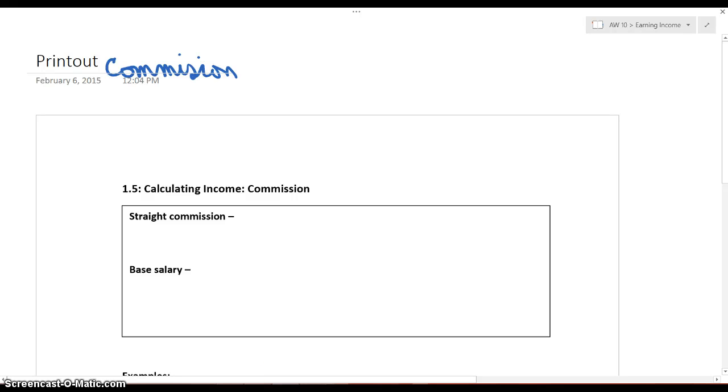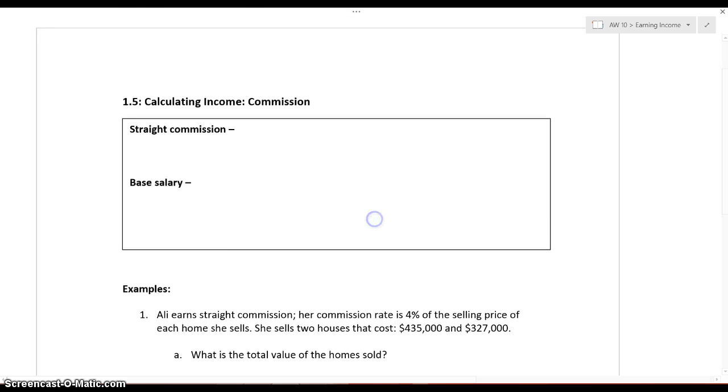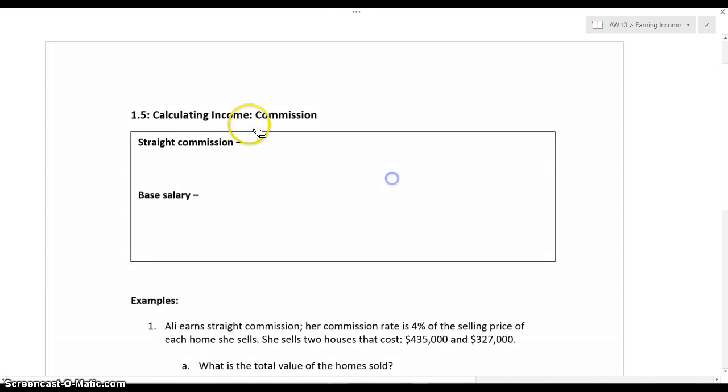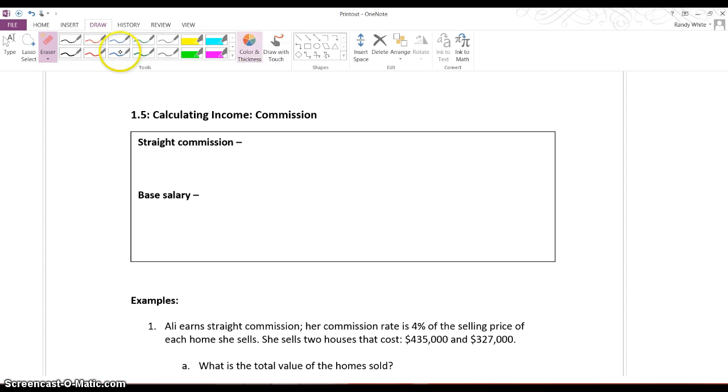Okay, today we're going to talk a little bit about commission. The first thing we need to look at is that there are two kinds of commission: straight commission and base salary. Straight commission means that your pay is based strictly on your sales.